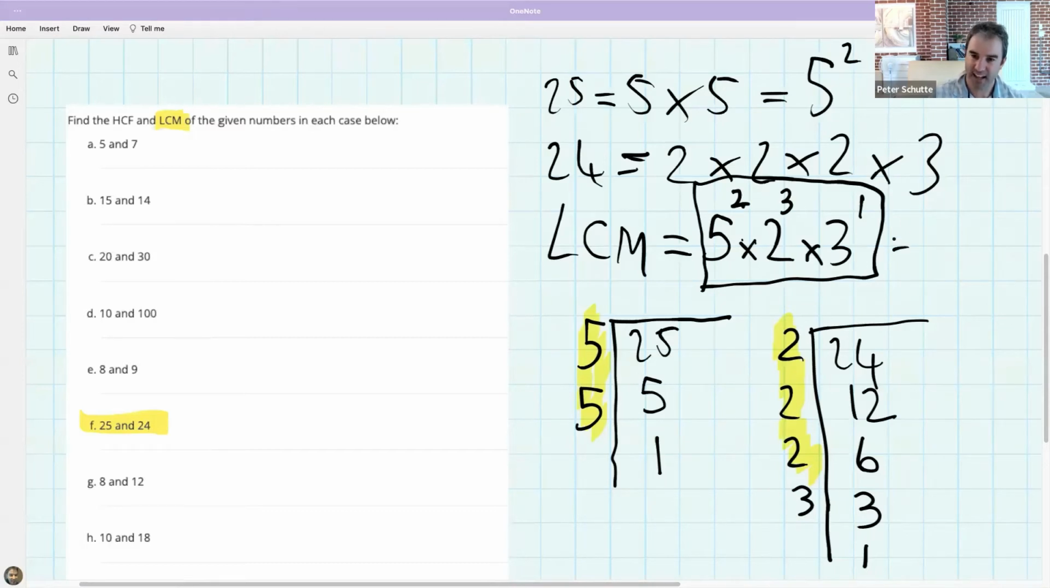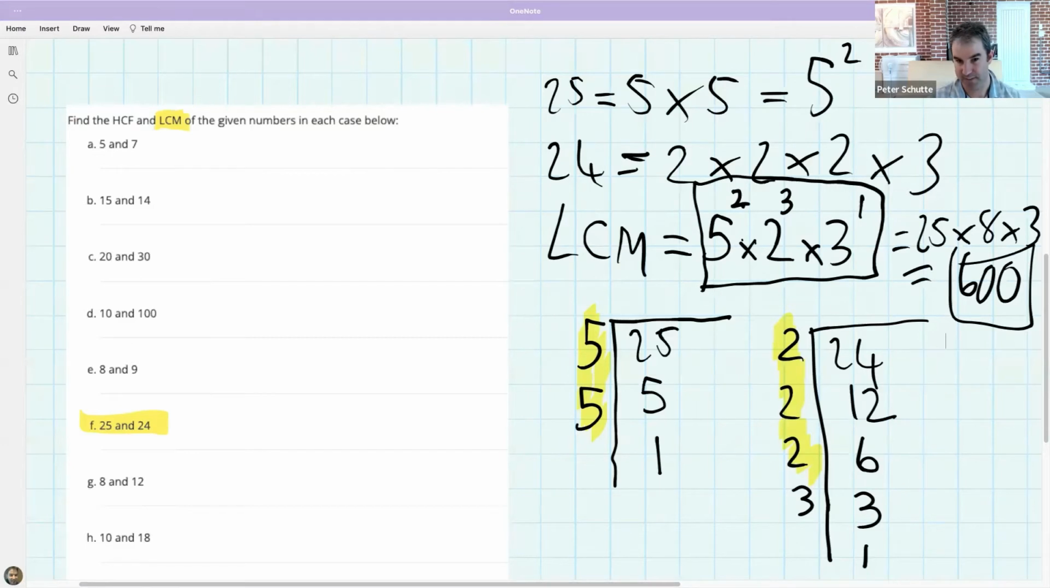So we get, and we might need our calculator, 5 times 5, which is 25, times 8 times 3, which to me looks like it's going to be 600.